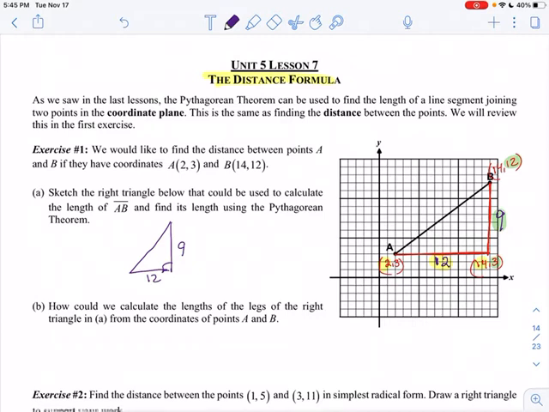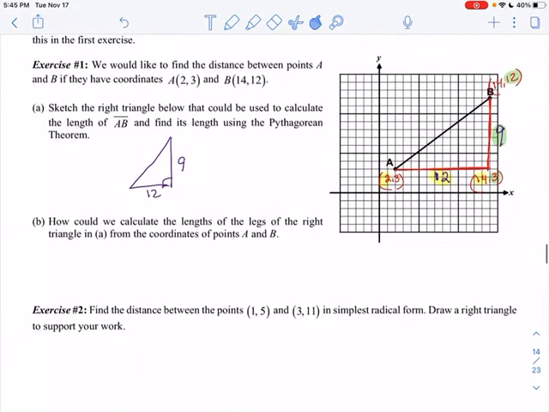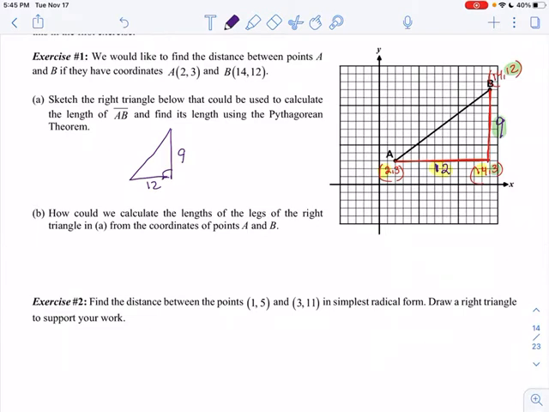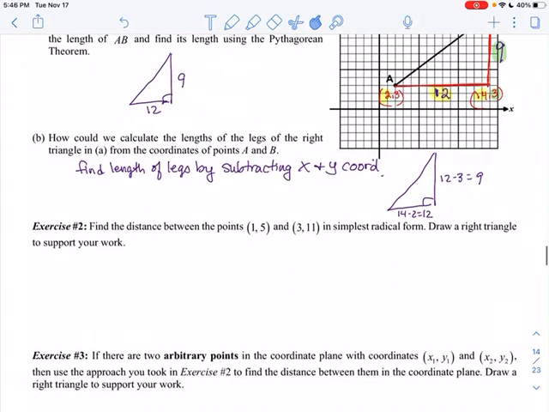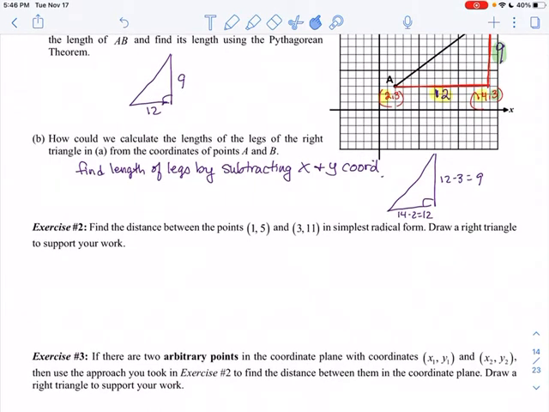And I'm trying to find the length of AB. So I'm going to use the Pythagorean theorem in order to do that. How could we calculate the lengths of the legs of the right triangle from the coordinates, instead of counting them? Because we're eventually going to do this not on a graph. We find the lengths of the legs by subtracting the x coordinates and the y coordinates. When I found the length of that horizontal line, I did 14 minus 2, so I subtracted the x's. And when I found the length of the vertical line, I did 12 minus 3, I subtracted the y coordinates.